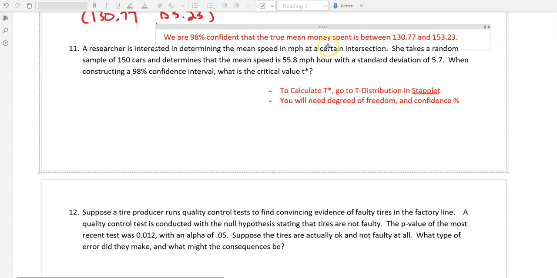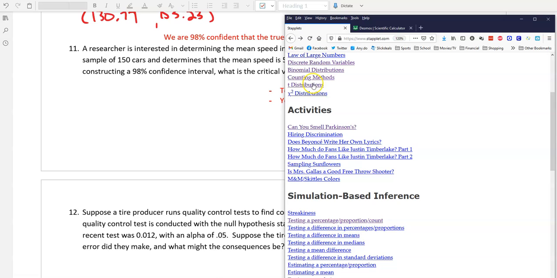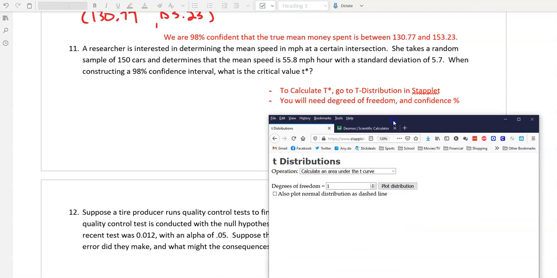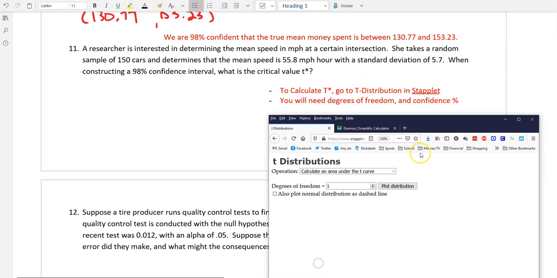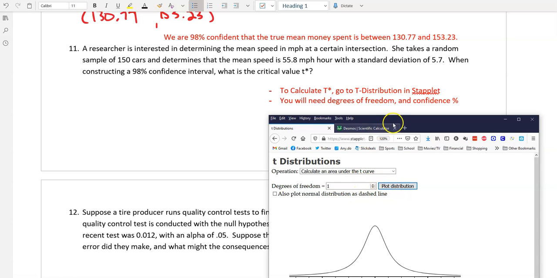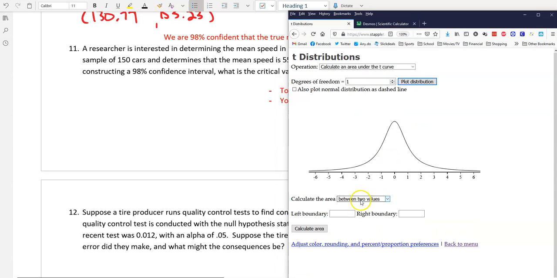So if you remember on the test that we did in the past, to calculate T star in a situation like this, you would have to go to the T distribution in Statplet. And so I go to Statplet, and it's right here in T distribution. And you need degrees of freedom and confidence percentage. For an interval, it's going to be between two values, right? So between two values.